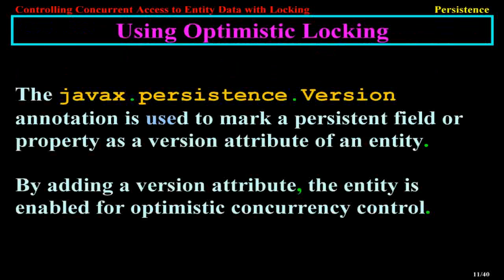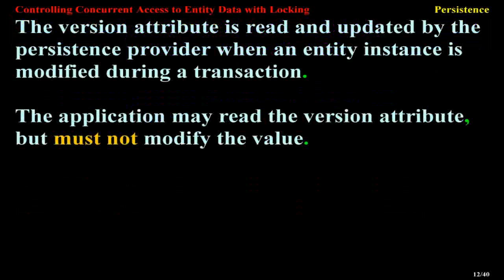Using optimistic locking. The javax.persistence.Version annotation is used to mark a persistent field or property as a version attribute of an entity. By adding a version attribute, the entity is enabled for optimistic concurrency control. The version attribute is read and updated by the persistence provider when an entity instance is modified during a transaction. The application may read the version attribute, but must not modify the value.